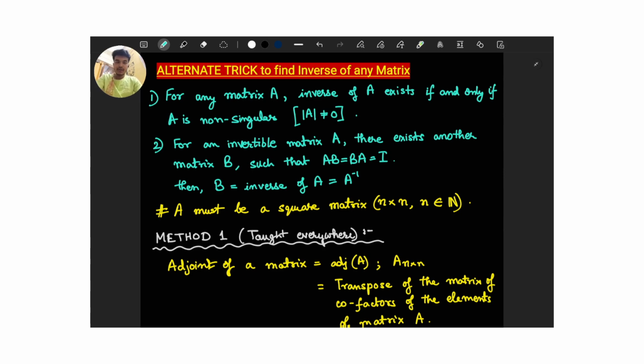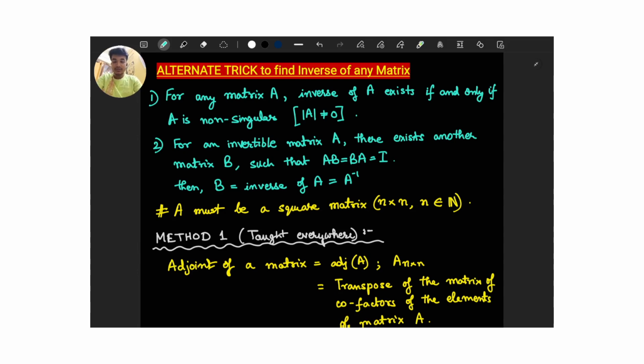Today, as you can see on the screen, we are going to discuss a concept in the chapter Matrix and Determinants, which is very important from a JEE Advanced perspective. It's a very important chapter for JEE as well. And today we are going to learn a very alternative method to find the inverse of any general matrix. By general I mean not just 3 cross 3 or 2 cross 2 order matrices, but also 4 cross 4, 5 cross 5, any n cross n matrix.